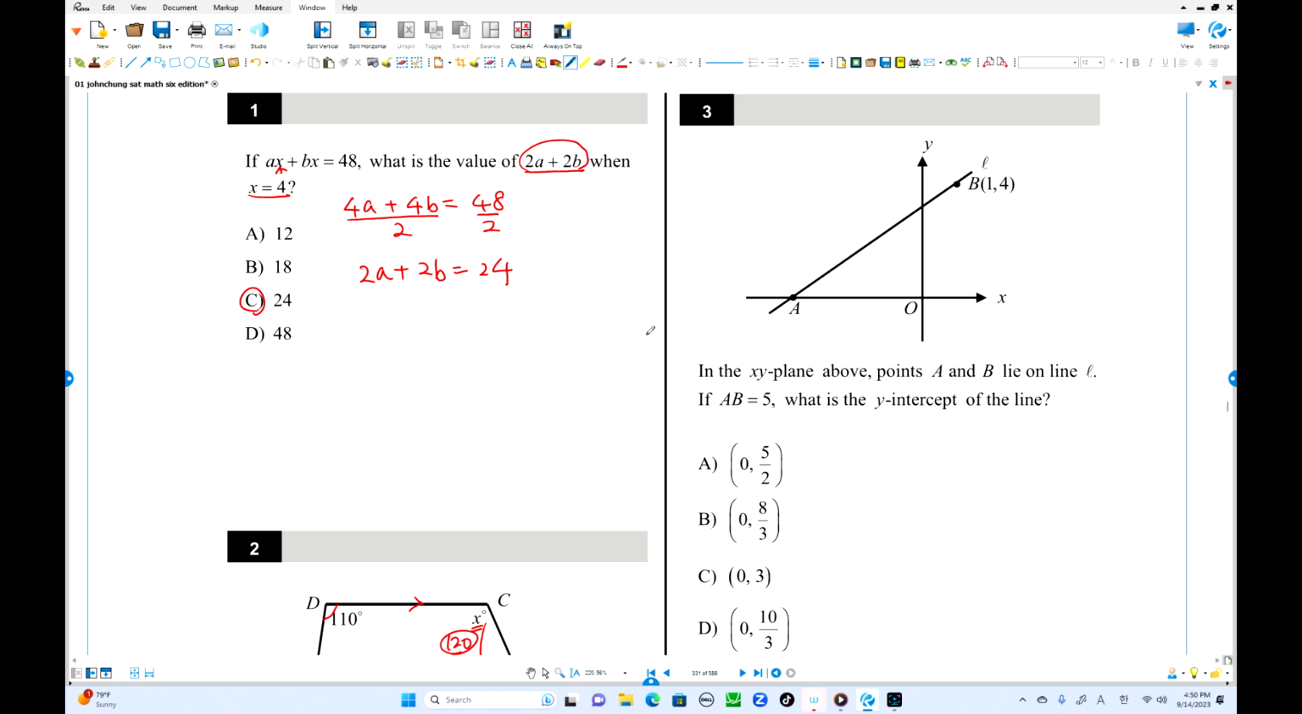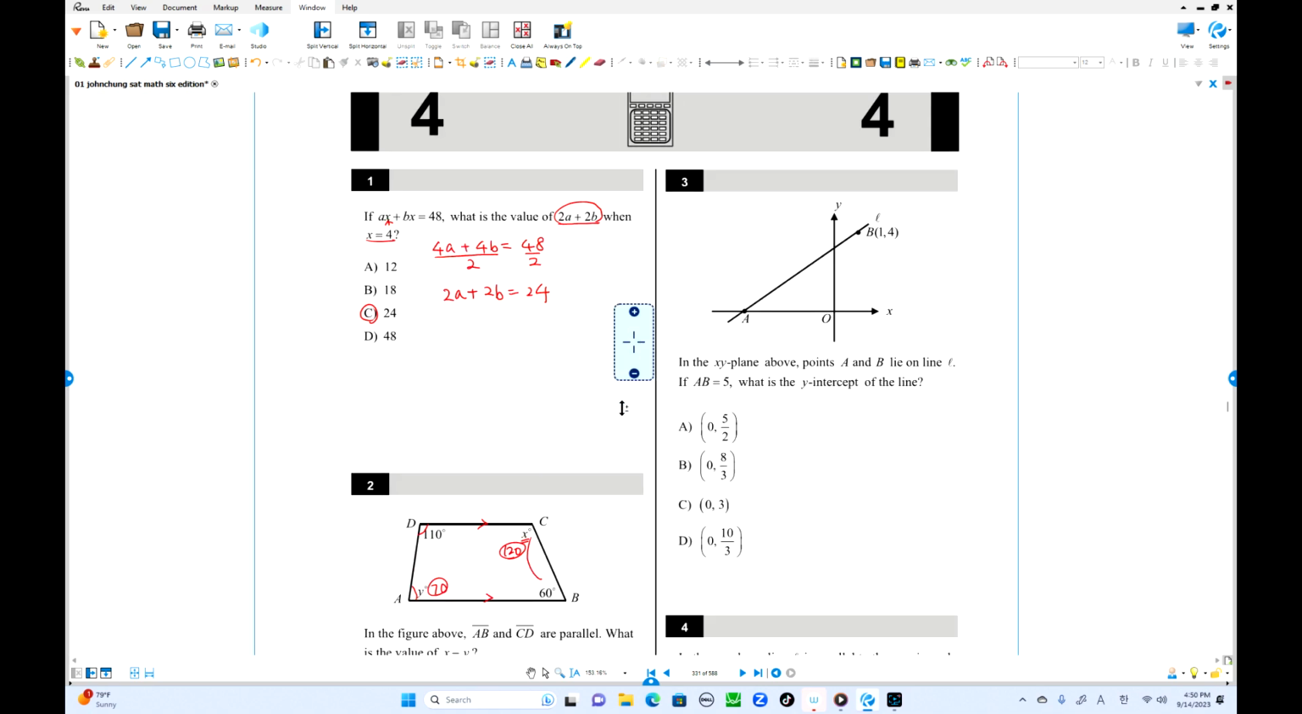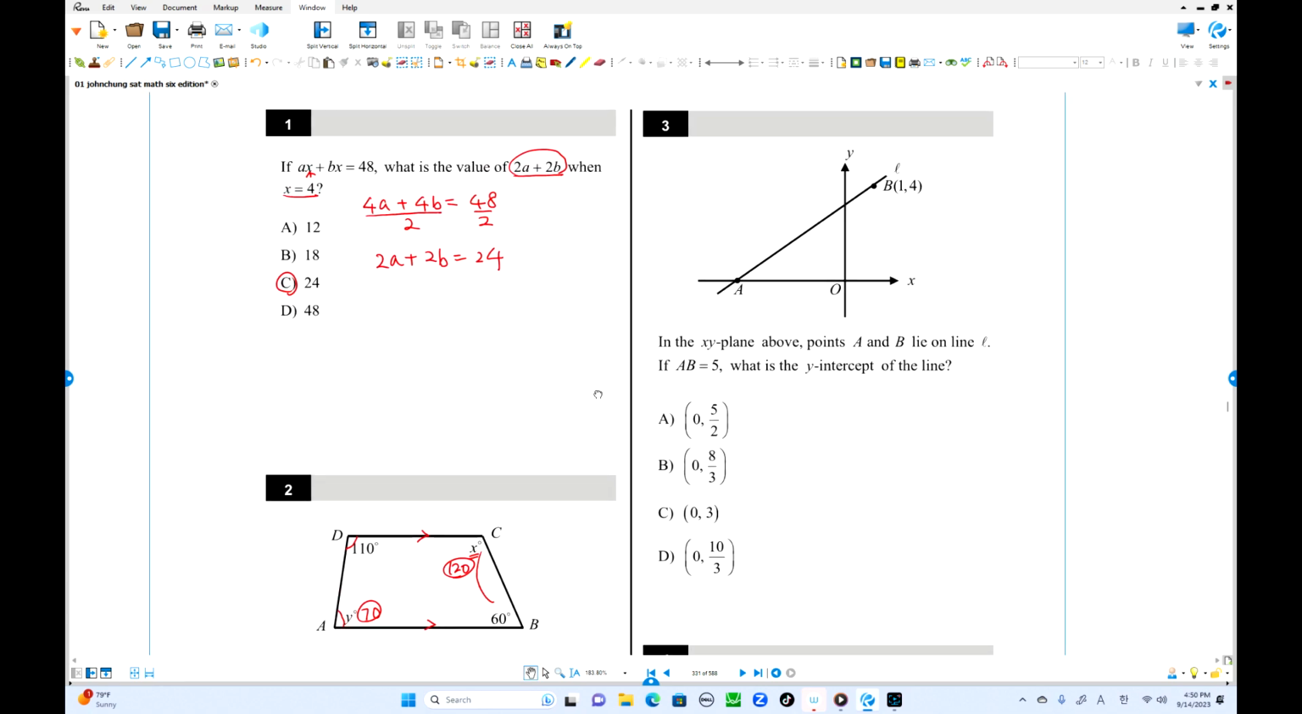Here is number 3. All right, AB is 5. The length of this side is 5. So what is the y-intercept? This is the y-intercept. I'm going to take this length as b. When you make the line over here, this coordinate is what? x is 1, right? This is 1. This length is 4, okay?